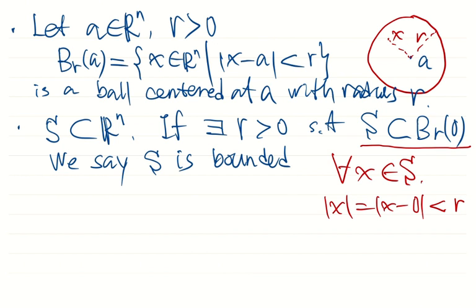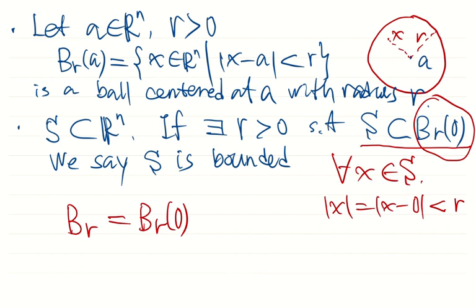Because this kind of ball centered on the origin is very useful, we use a simpler notation. B_R is B_R(0). So if the center of the ball is the origin, we will delete the center and just denote this by B_R. Indicating its radius is enough. Okay.